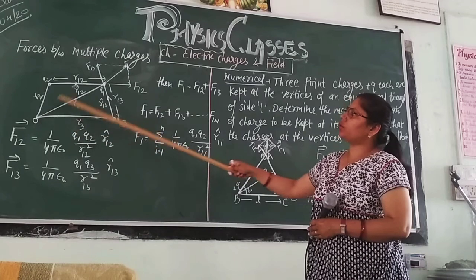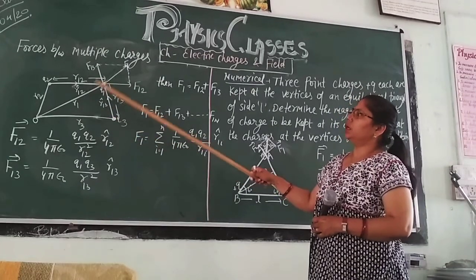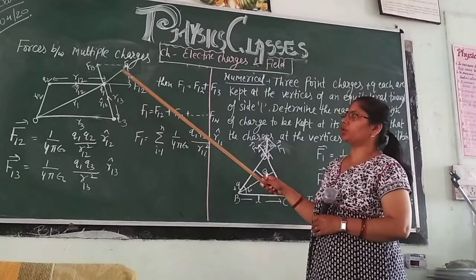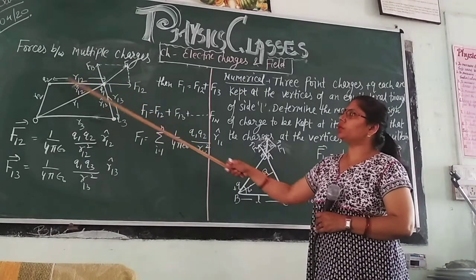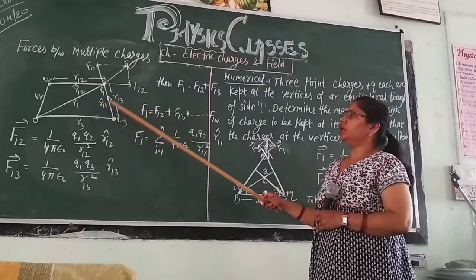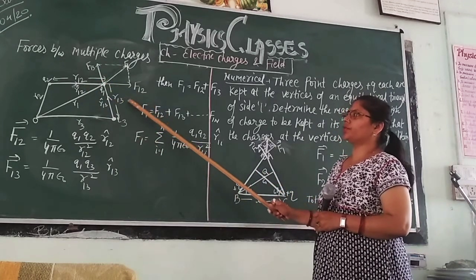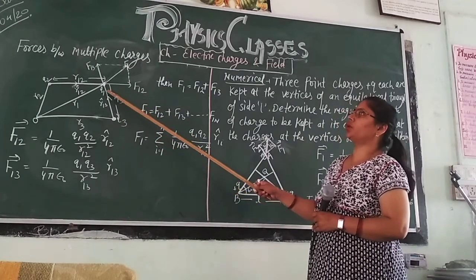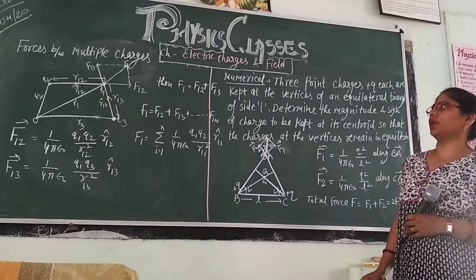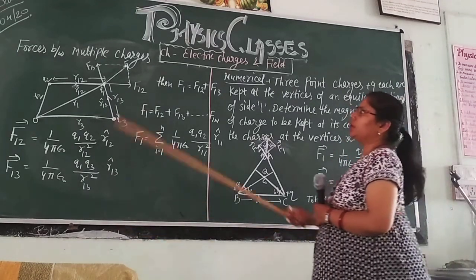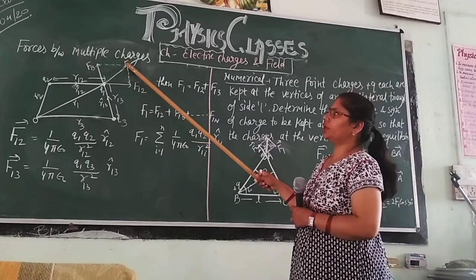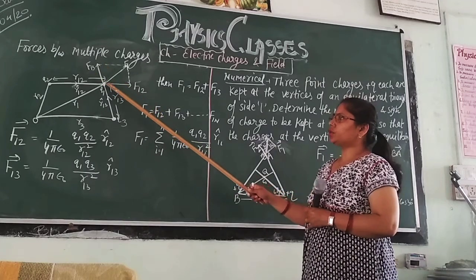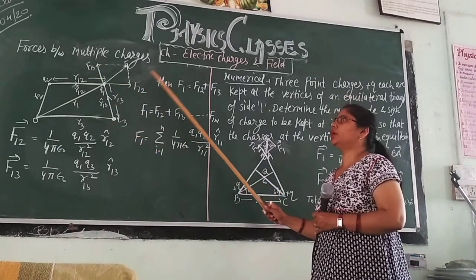Then from origin O to Q1 distance is R1, and from Q1 to Q2 distance is R12. We have to find the total force on Q1. Then Q2 to Q1 distance is R12. From Q1 to Q3 distance is R13. For R13, we take the distance from Q3 to Q1, because total force we have to calculate at Q1. Let the force on Q1 be F1, force on Q1 due to Q3 is F13, force on Q1 due to Q2 is F12.